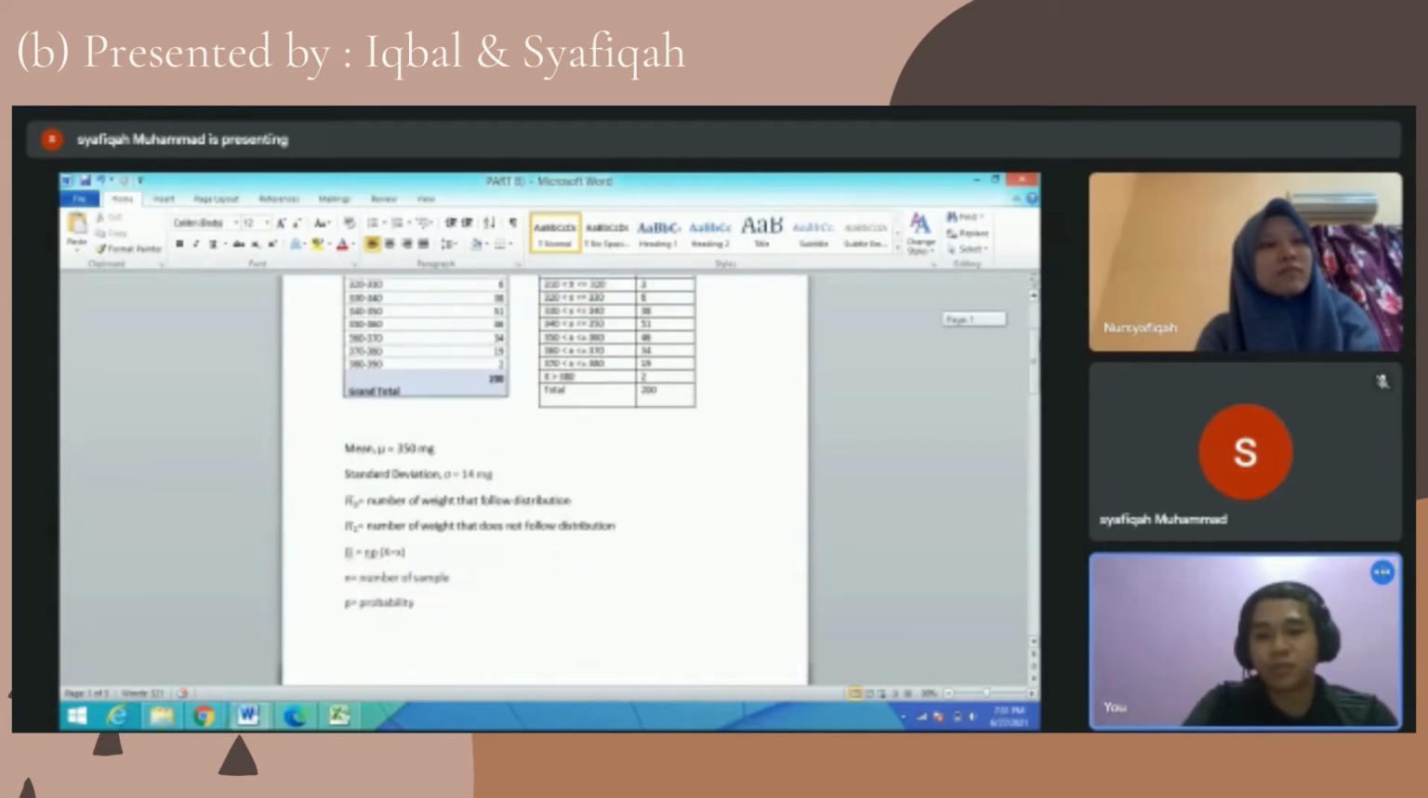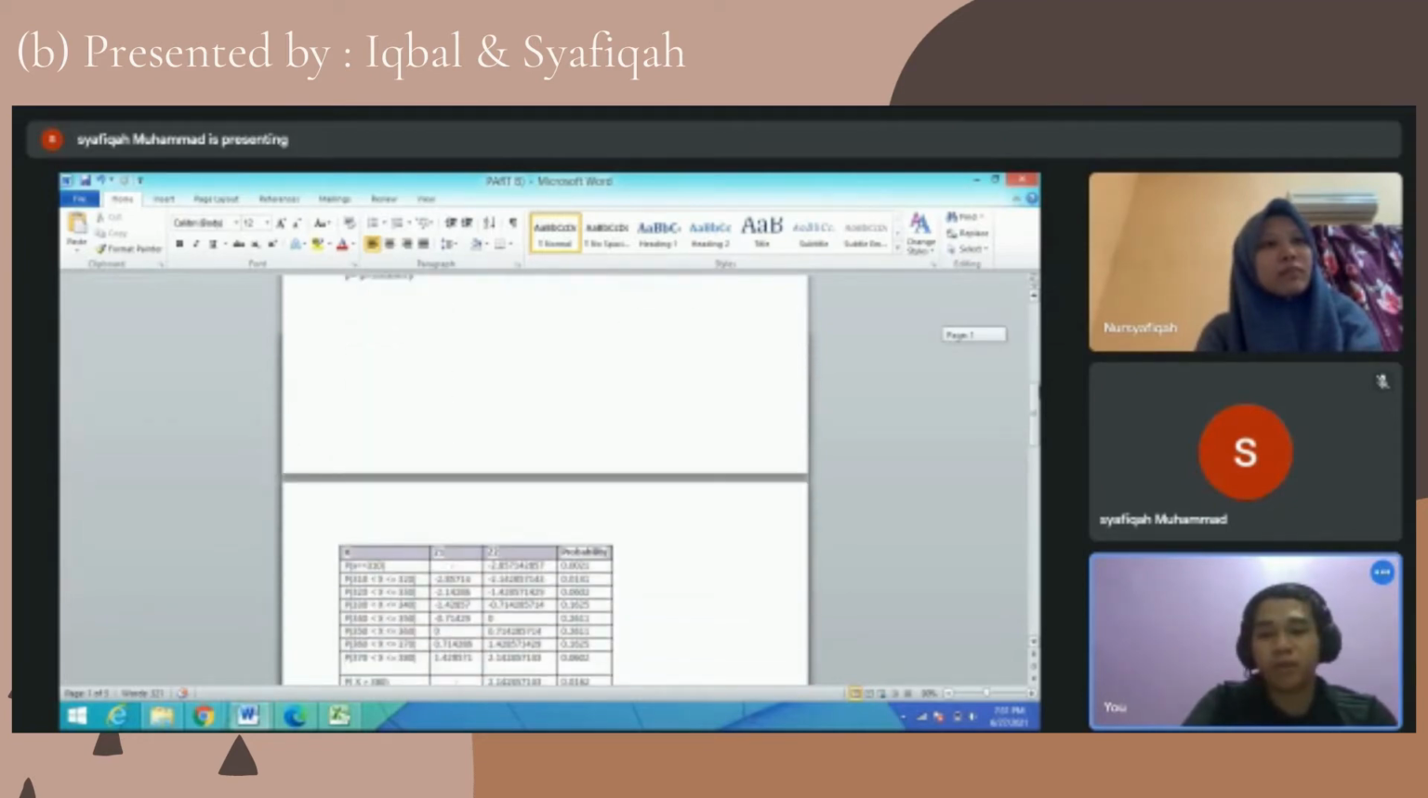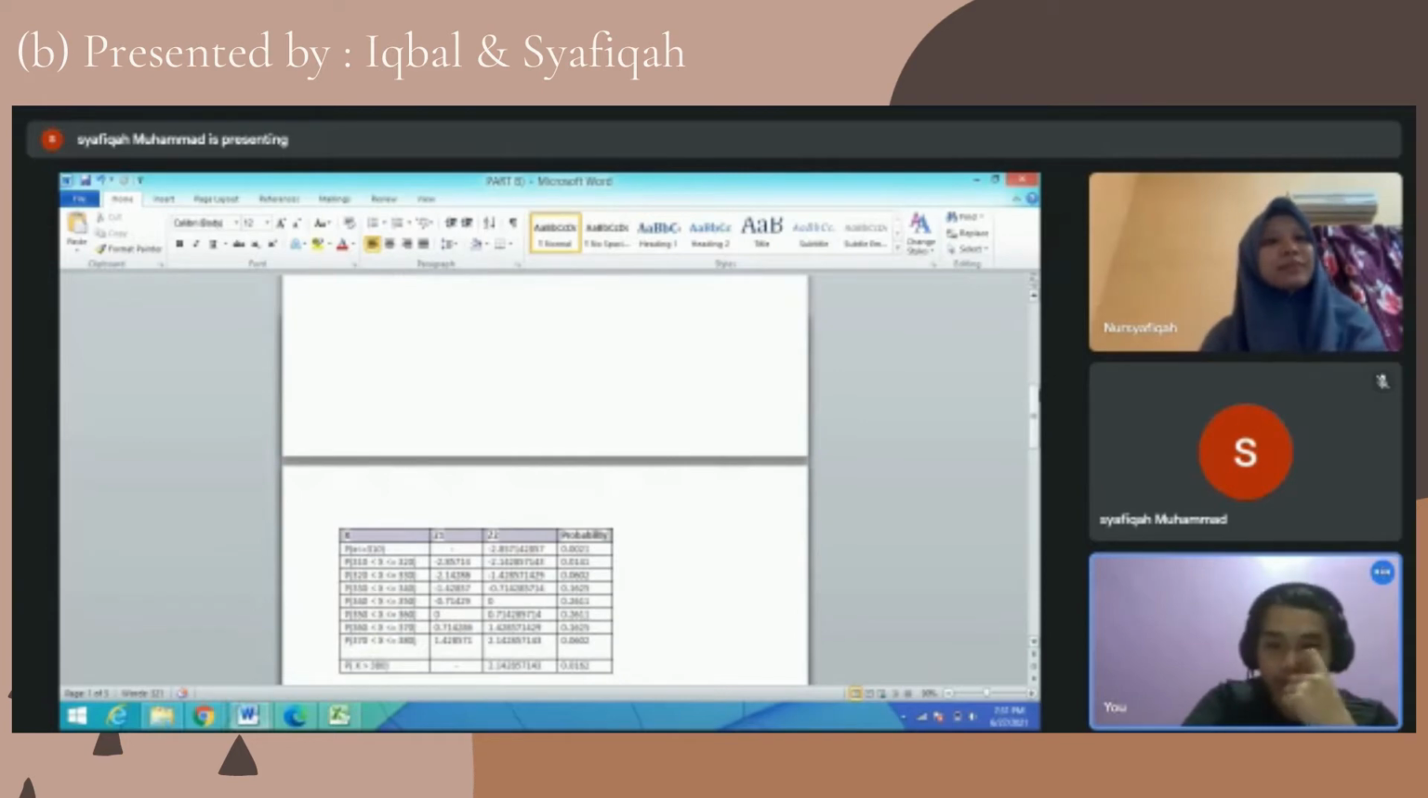In this question, the Ei is equal to np, where n is the number of samples and p is the probability. For the purple table, as you can see, I found the lower boundary and upper boundary. This boundary is to find the probability. Z1 and Z2 have been defined by using the formula X minus mean over standard deviation. The probability has been found based on the Z value, using the A4 table.